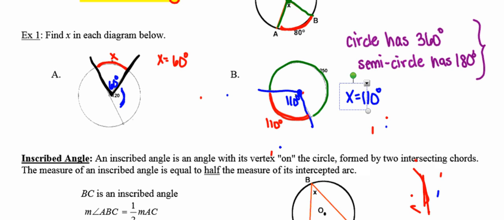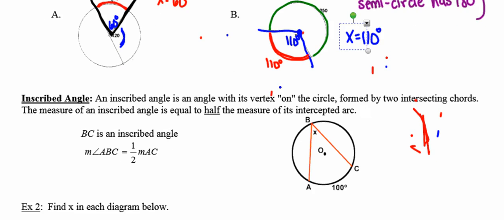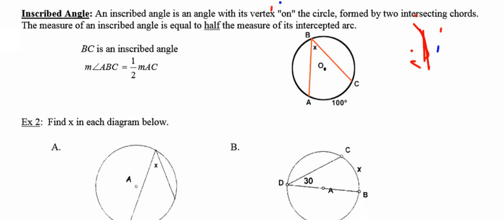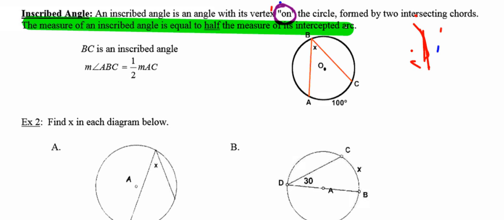All right, the second kind of angle that you're going to need to be able to pull away from this video is an angle called an inscribed angle. An inscribed angle is an angle whose vertex is on the circle and is formed by two chords that intersect. So that's a big difference. Rather than at the center, the vertex of an inscribed angle is on the circle.